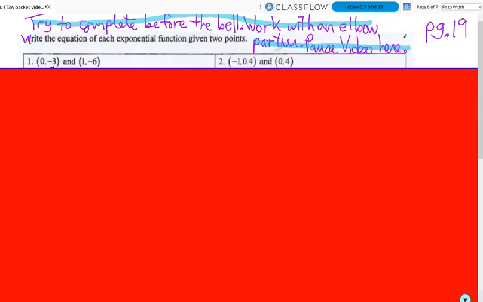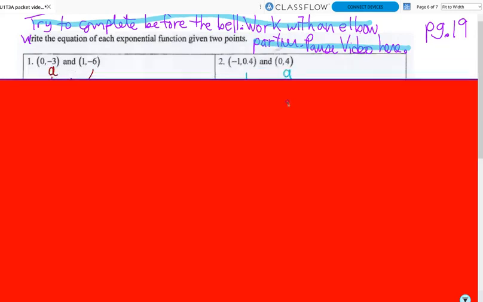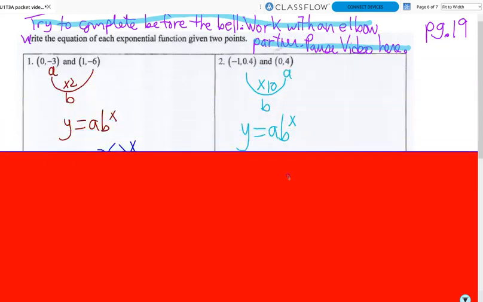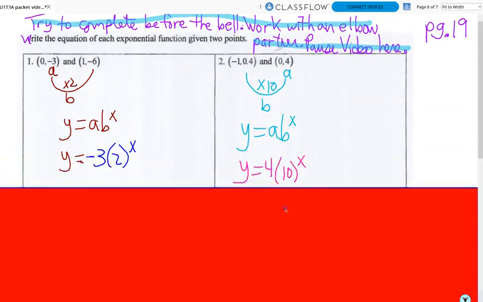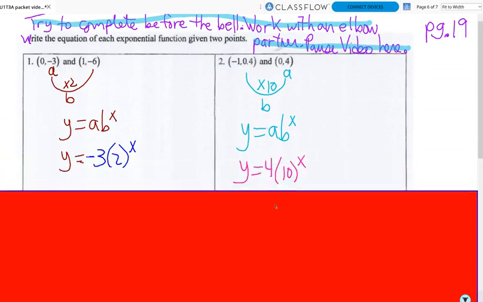I said I was going to do it in a separate video, but I think I'm just going to continue going here. So number 1 and 2 are quite easy because they give us the a value and we just have to calculate the b value. So here's the a value. The definition of the initial value or y-intercept is where x is 0. When x is 0, then y is -3. -3 is substituted into your equation for the a value.